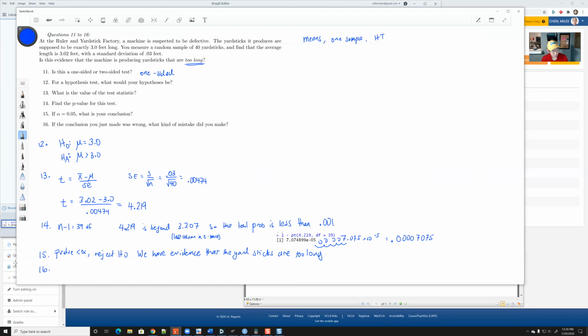Okay, and then number 16 says, if the conclusion you made was wrong, what kind of mistake did we make, right? If the conclusion is wrong, then we would have made a type 1 error, right? Because we rejected; if our decision to reject the null hypothesis is wrong, then that's a type 1 error.